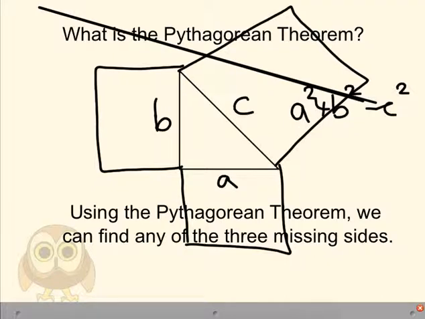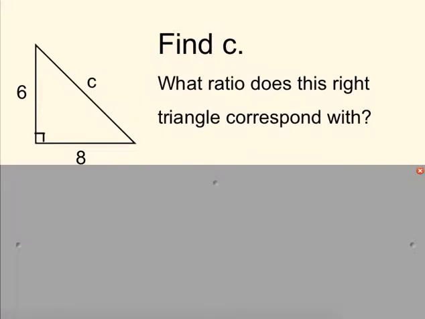And if we are missing any one of those sides, we can find the other one by using the Pythagorean theorem. The other thing we can do is if we have all three sides, we can prove that this is a right triangle by making sure it works with the Pythagorean theorem. Let's start though by just finding some missing sides.